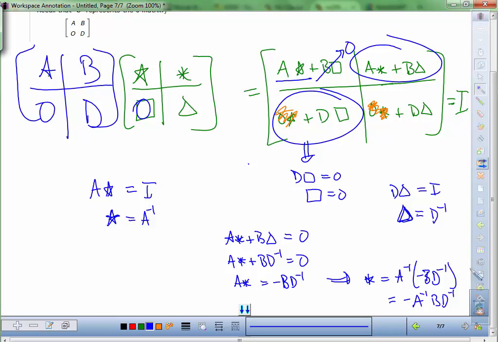So that should be your matrix. Your matrix should be A inverse, and then this one's a little bit more complicated: minus A inverse B D inverse. And this would be 0, and this would just be D inverse.